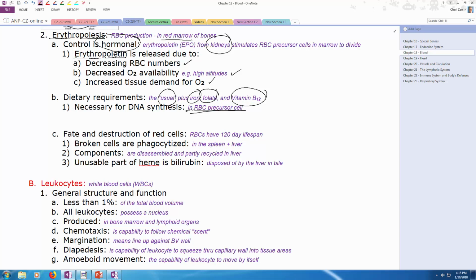What happens if we have a deficiency in any single one of these? What will result if we have a deficiency in iron, or a deficiency in folate, or a deficiency in vitamin B12? Anemia. Anemia is the result of a deficiency of any single one of these.